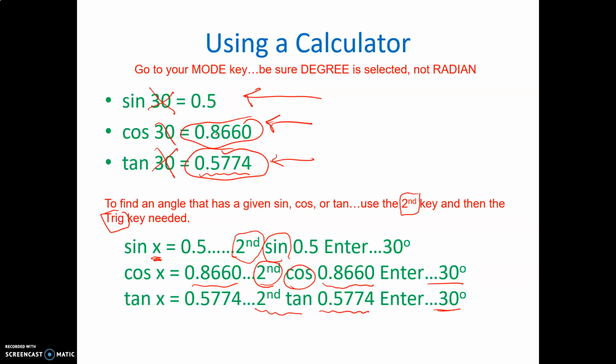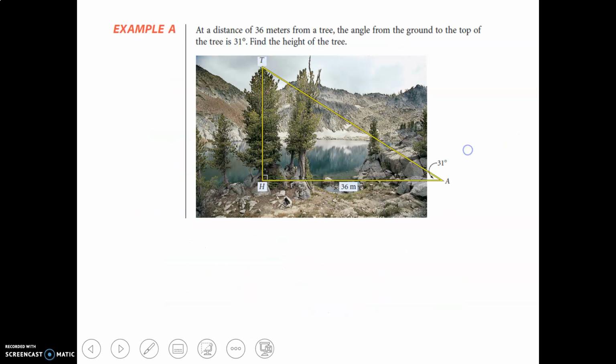Because a long time ago, before we had calculators, we used a booklet of tables, and in those tables, they always rounded trig stuff to 4 decimal places. So in honor of that, you'll see a lot of math people round trig things to 4 decimal places. Okay, now we're going to use this.